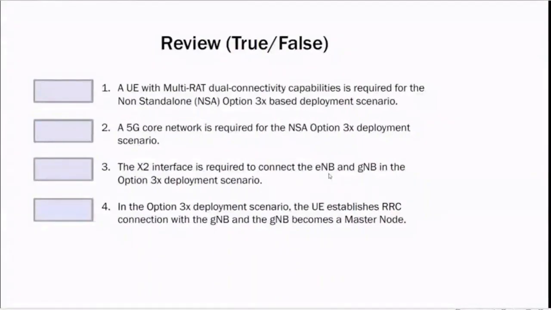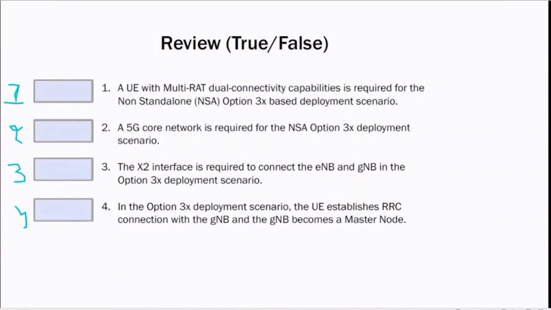Okay. So let's have a quiz. Let's see if you understand what I was talking about. So guys, can you answer these questions? Question number 1, question number 2, question number 3, question number 4. It's a true or false answer. The first question is: a UE with multi-RAT dual connectivity capabilities is required for NSA option 3X. If you agree with this, please write true. If you don't agree with this, please write false.